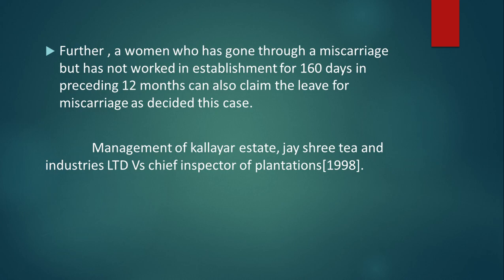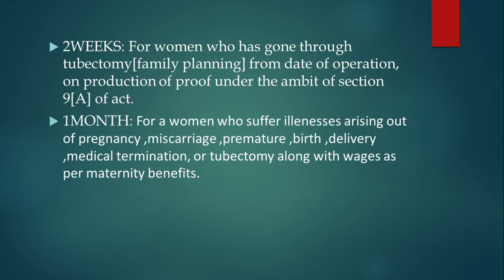Further, a woman who has gone through a miscarriage but has not worked in the establishment for 160 days in the preceding 12 months can also claim the leave for the miscarriage, as decided in the case of Management of Kalyar Estate, Jayashri State Industry Ltd versus Chief Inspector Plantation 1998. 2 weeks for a woman who has gone through a tubectomy operation for family planning, from the date of the operation on production of proof, under the ambit of section 9A. 1 month can be given to a woman who suffers illness arising out of pregnancy, miscarriage, premature birth, delivery, medical termination or the tubectomy, along with the wages of the maternity benefits.